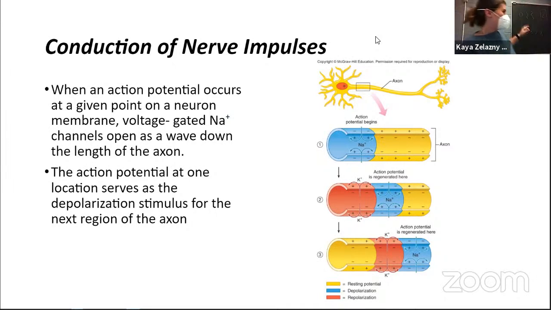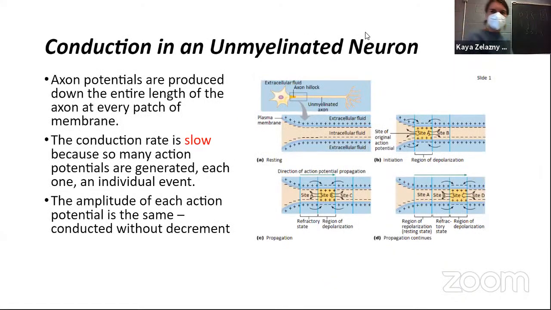The action potential happening at one section of the membrane is the depolarization that gets the next section of the membrane to threshold and kicks off the action potential in that location. So it's basically the spread of the charges, like diffusion to neighboring areas, that kicks off their own action potentials. So an action potential is going to be produced down the entire length of the axon at every patch of the membrane.